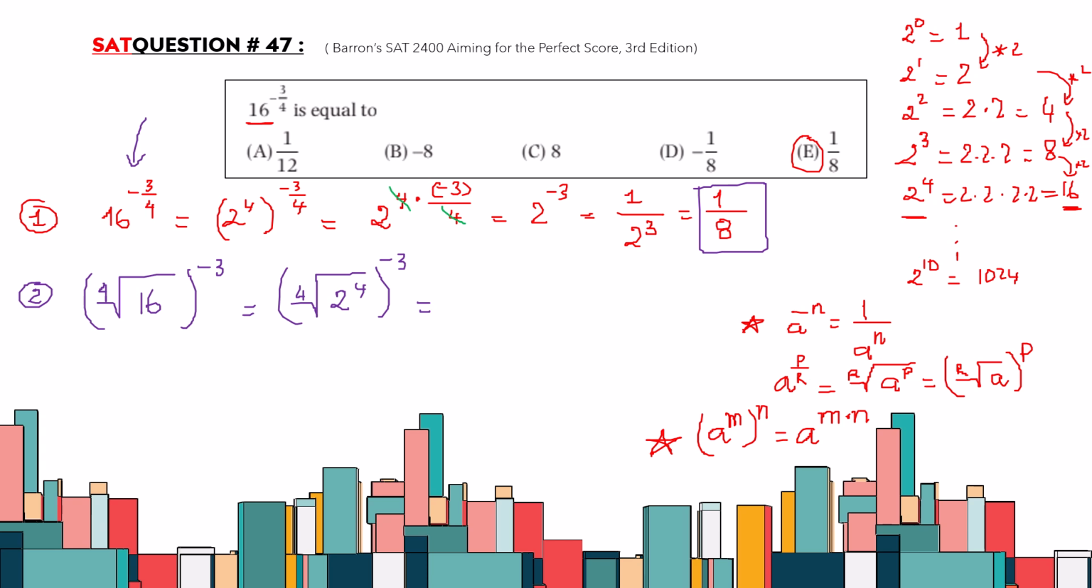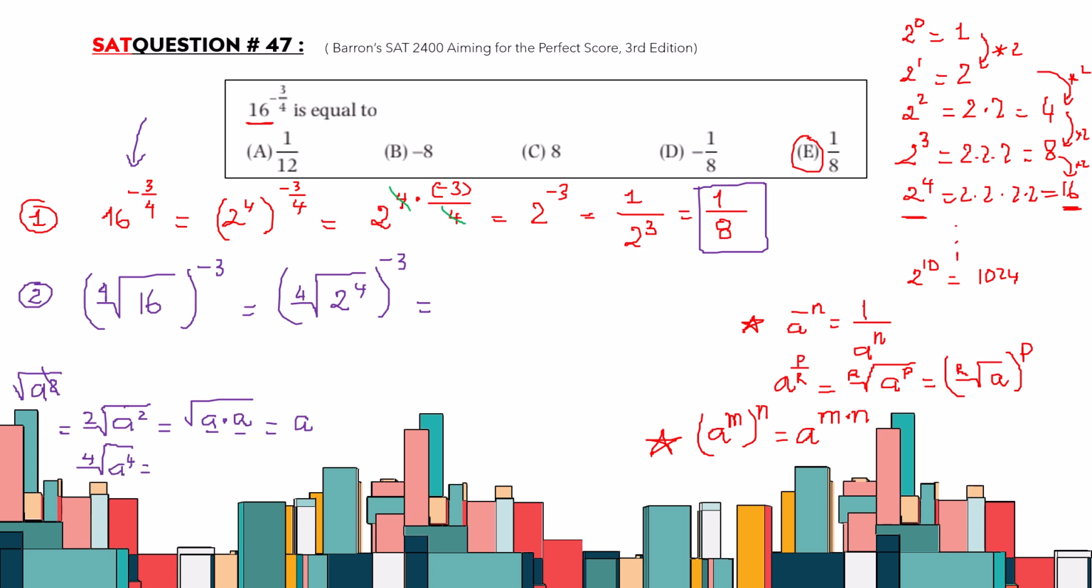We have a square root, which is a root with index 2, right? So if under the radicand we have a times a, two factors of a, we will take out one. That's why we can cancel the square with the square root. The same thing with the 4th root.